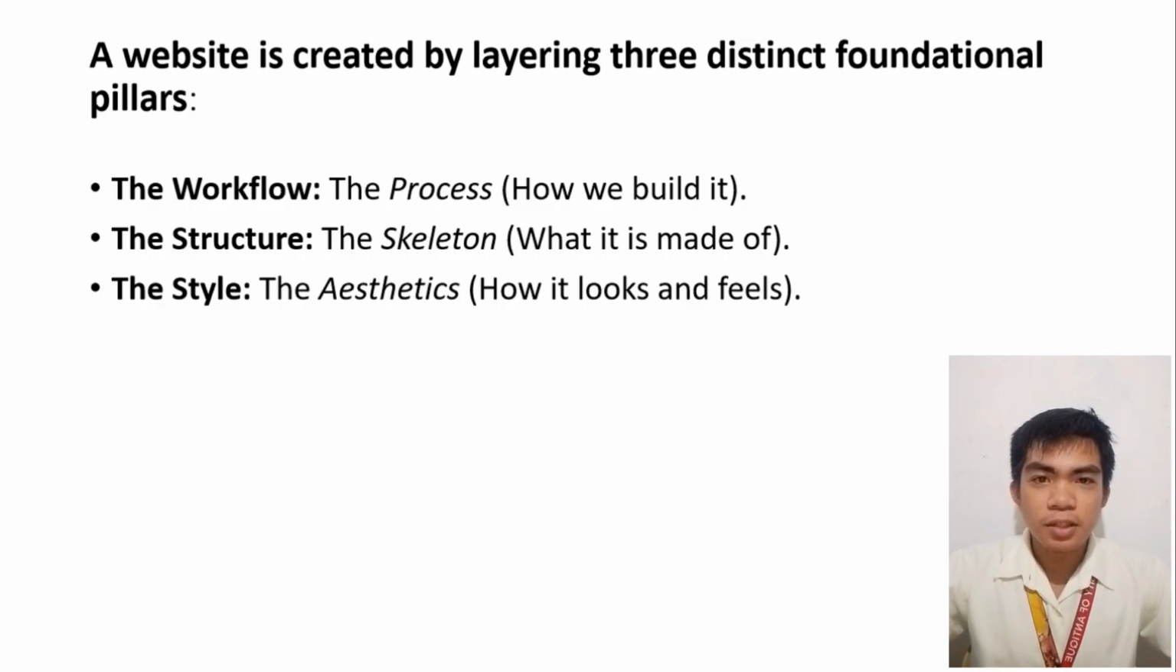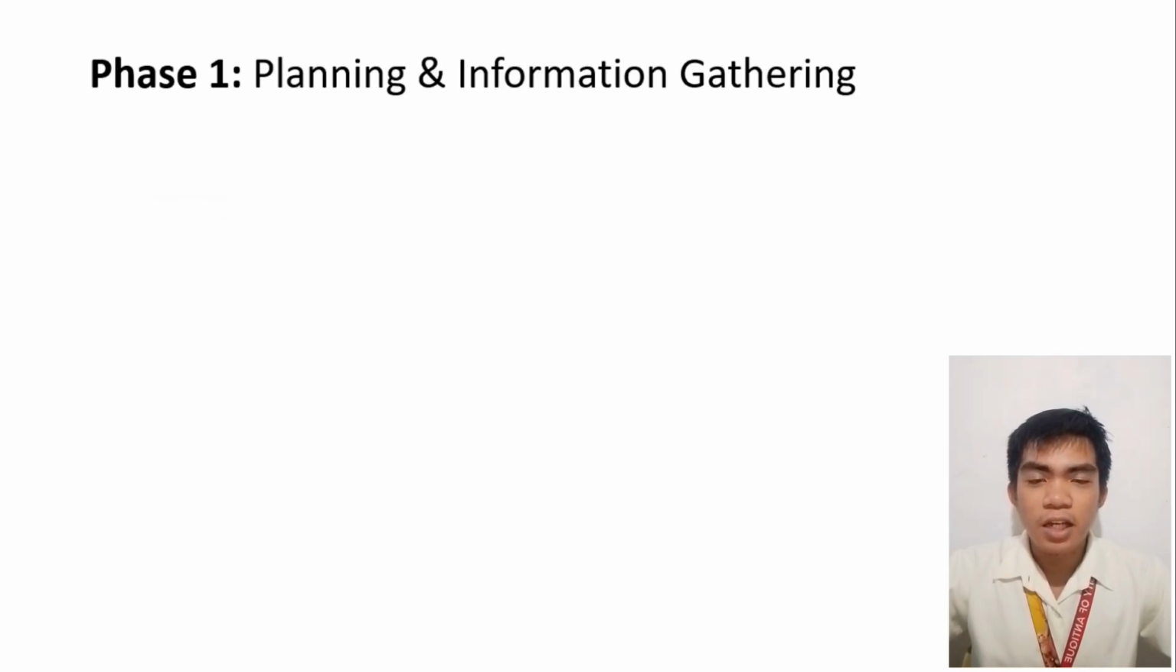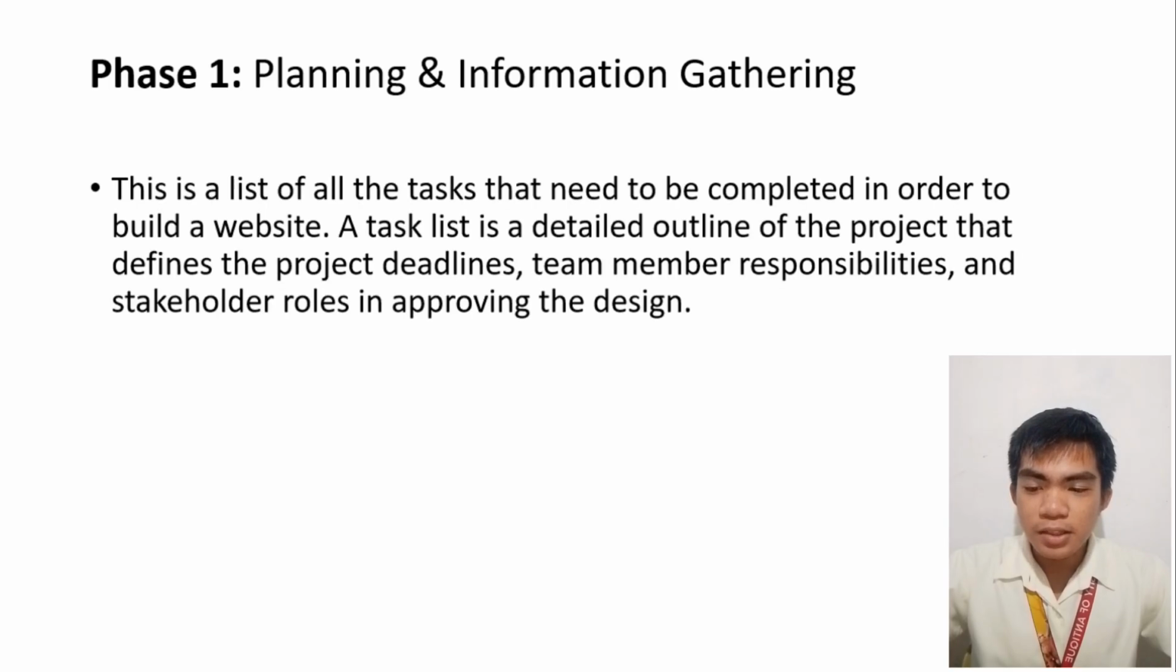We have this project about a barangay system where we have to follow our workflow, which is phase 1, planning and information gathering. This is a list of all the tasks that need to be completed in order to build a website. A task list is a detailed outline of the project that defines the project deadlines, team member responsibilities, and stakeholder roles in approving the design.